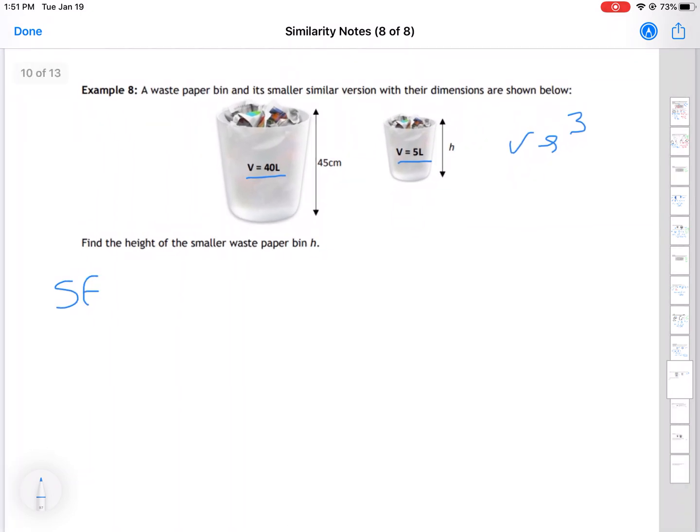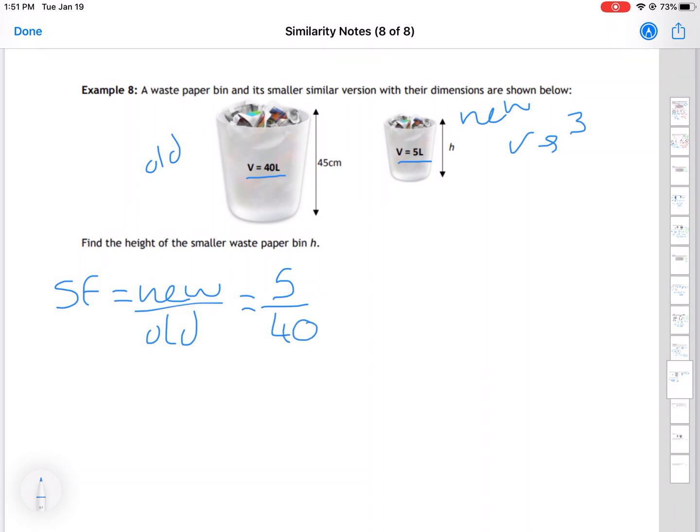We still find the scale factor the same way, new over old. We're just this time working with the volumes. Now the new one here is the smaller one, and the old one is the larger one. 5 litres is contained within the smaller one, 40 is contained within the larger one. If we change this to a decimal, we will get 0.125.